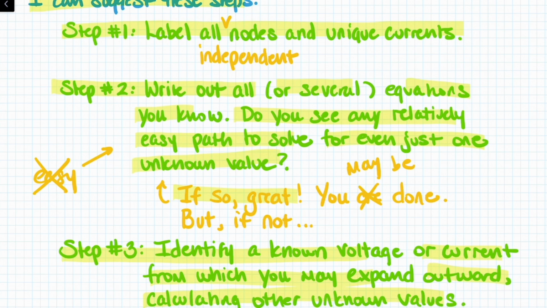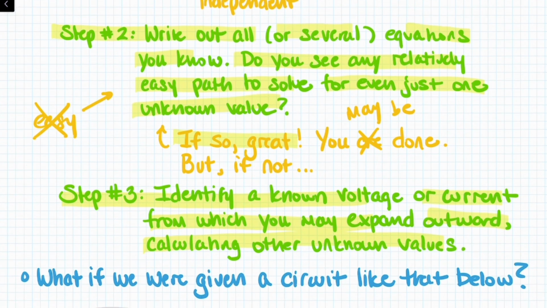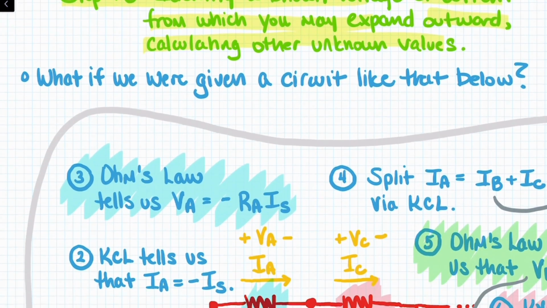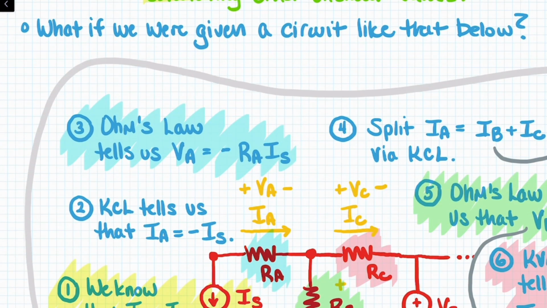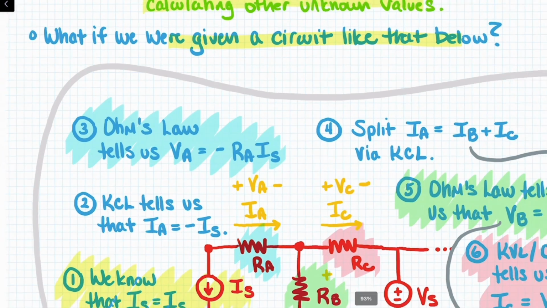This whole lecture is really, in many ways, a stopgap between the last one and a future lecture where we talk about nodal and mesh analysis. However, that being said, I still think there's some important nuggets to be taken away from this. So what if you were given a circuit like that below? So let's take a look at what we have here.